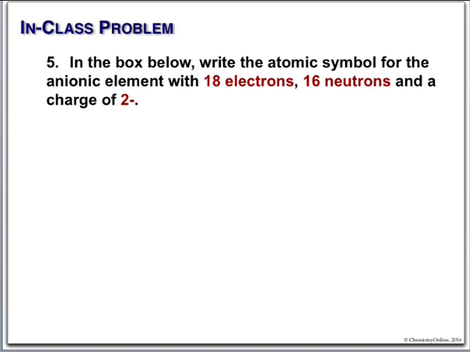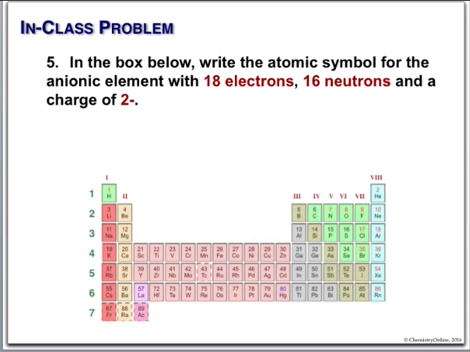All right, we're looking for an element on our periodic table. We are given that it has a charge of minus 2, that it has 18 electrons, 16 neutrons. All right, here's our periodic table. If this thing has a charge of minus 2, and it has 18 electrons, it's going to have 16 protons. It has 2 extra electrons.